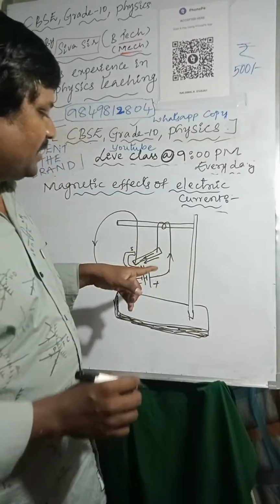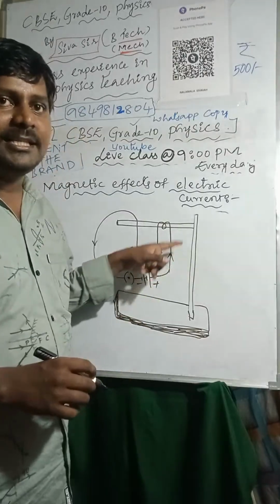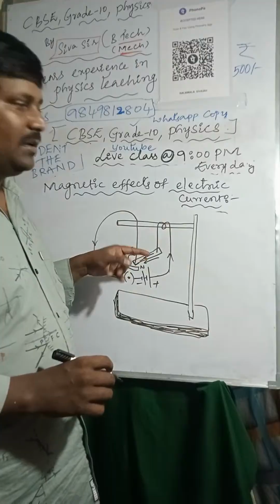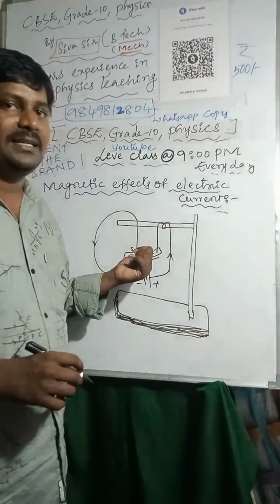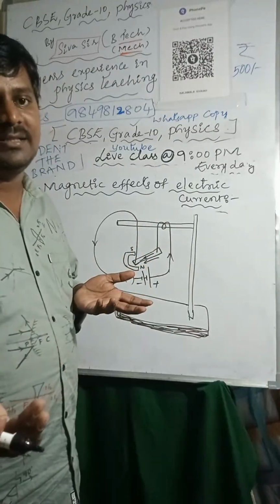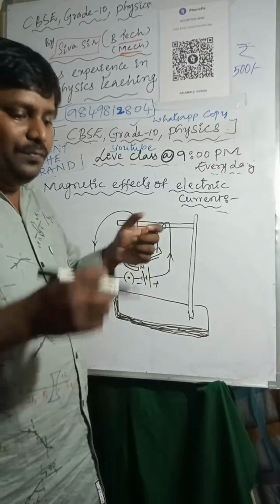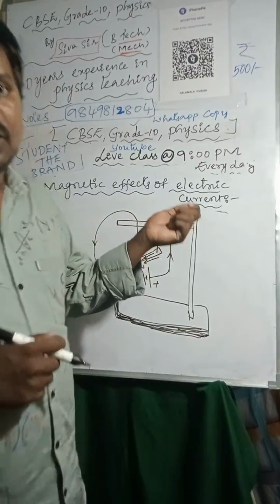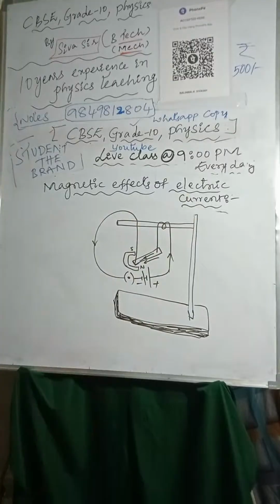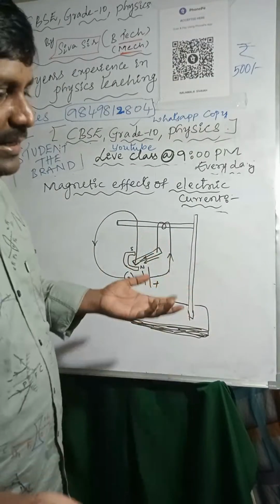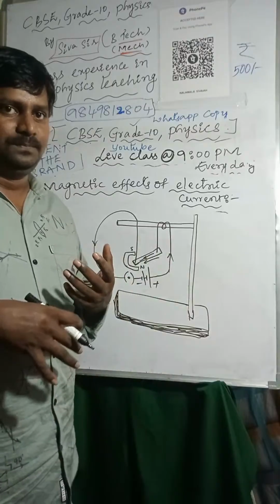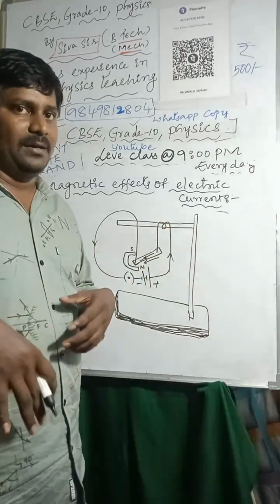You can observe one thing here. If the current is passing in this direction in the conductor, it acts as a magnet, right? Generally it acts as a magnet. If you place two magnets together, what happens? Either it will attract or repel, correct?